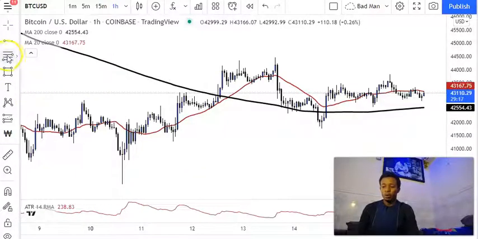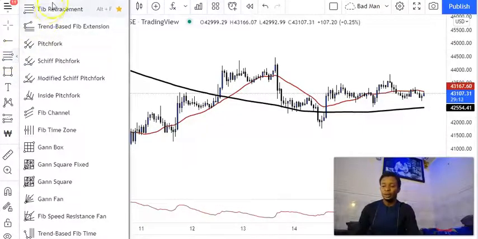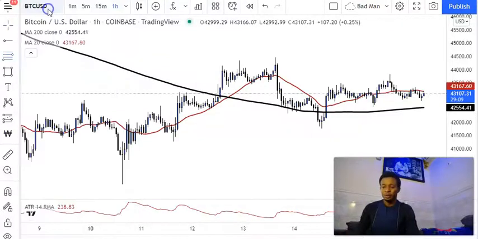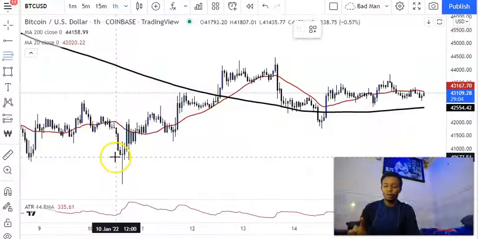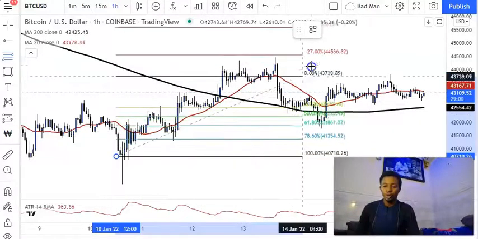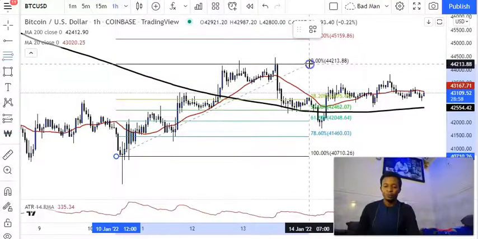Now when you want to bring it out on your TradingView, you come to this point here where you have the tools which we'll be using. The first thing there is the Fibonacci retracement tool. We pick it up. Now we'll be using the body of the candle. So we plot it from the swing low all the way to the swing high here, which is the body of the candle.